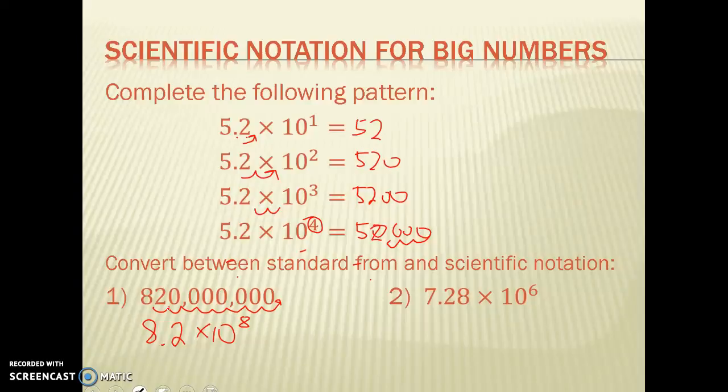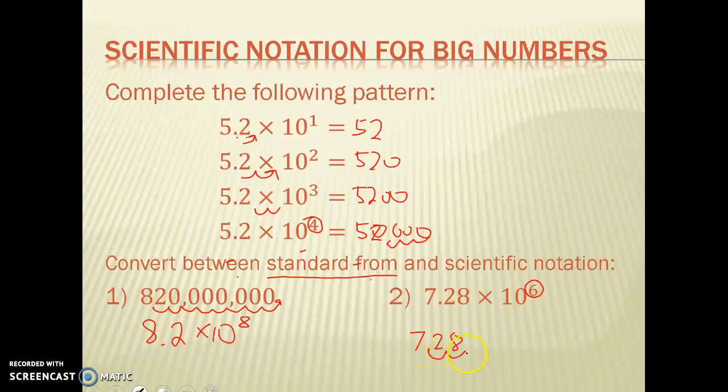Well, then over here I have a number in scientific notation and I want to put it in standard form, which is as a regular number. So if I have 7.28 and I multiply it times 10 to the 6th power, that means I'm going to move this decimal 6 spaces to the right.